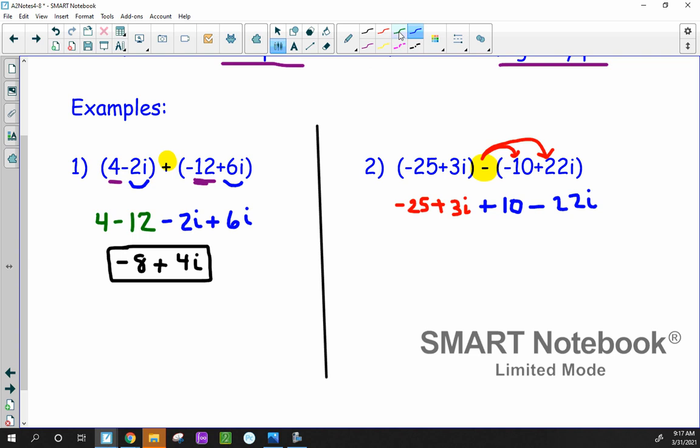Next, you're going to regroup. You're going to find all the real numbers, and you're going to write them side by side. So you're going to do a negative 25 and a positive 10. Then you're going to look for the imaginary parts. Here's a positive 3i and a negative 22i. You're going to write them side by side.